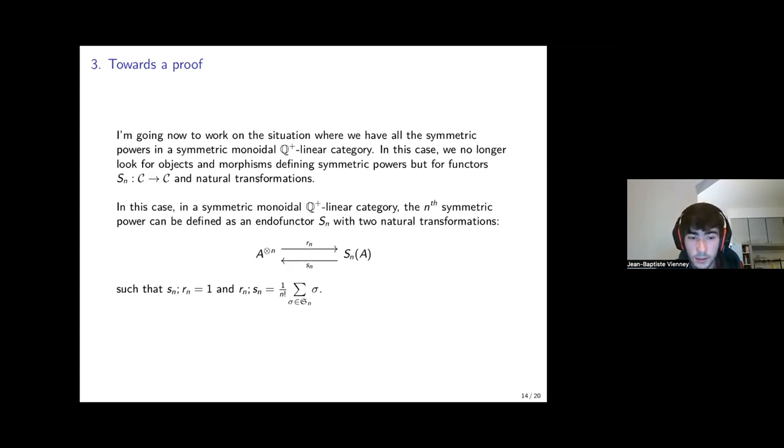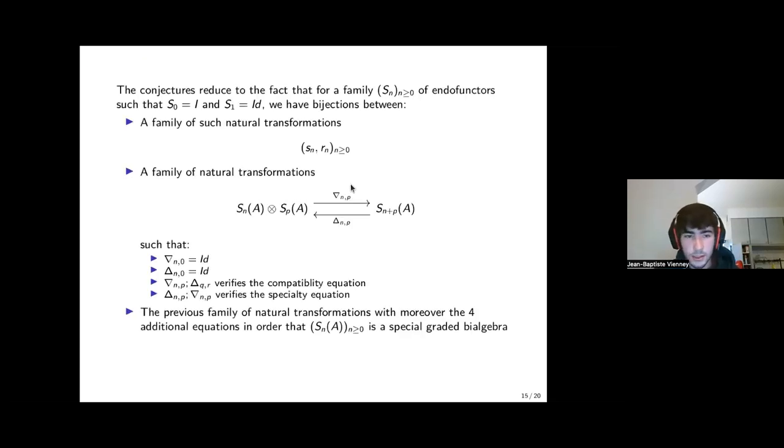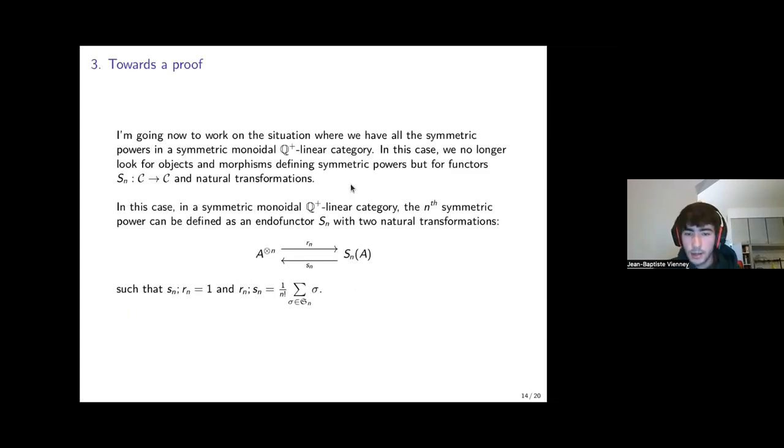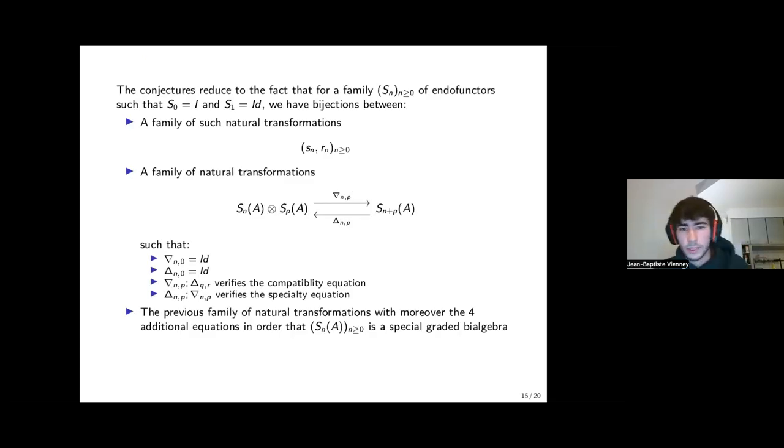So in fact, more precisely, these conjectures are that, suppose that you have a family of endofunctors Sn, such that the first one is the unit of the symmetric monoidal category and the second one is the identity. Then I conjecture that we have a bijection between different families of natural transformations, which gives the different characterizations.